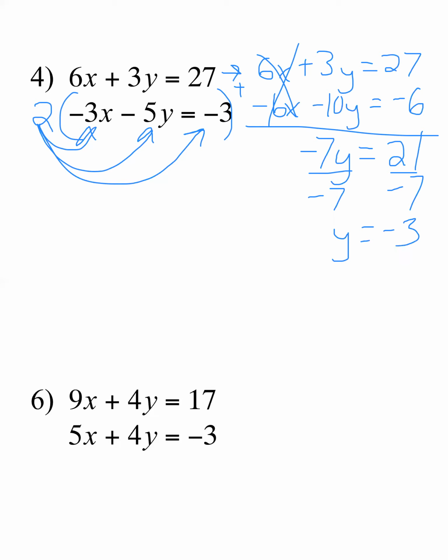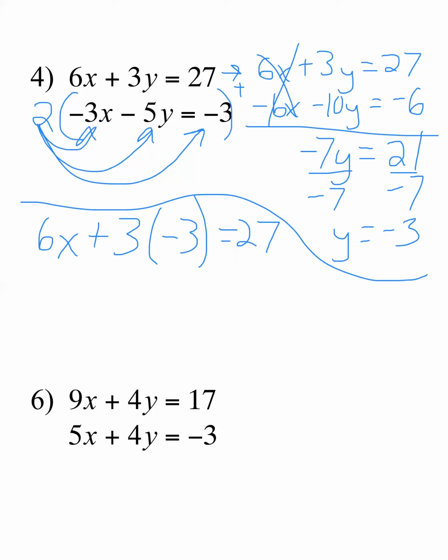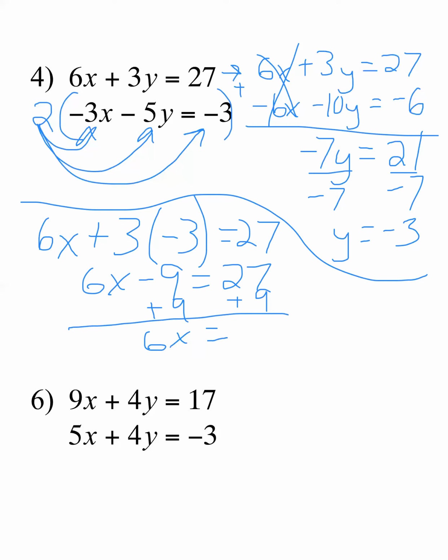So almost done. We're going to go back to one of our originals and we'll plug in the y value of -3. I'll just use the top original. Why not? I know what y is now. It's a -3. So 3 times -3 is now a -9. Add that 9 over. 27 and 9 is going to get you 36. Divide both sides by 6. Looks like x is just 6. So now I have my answer, 6, -3.